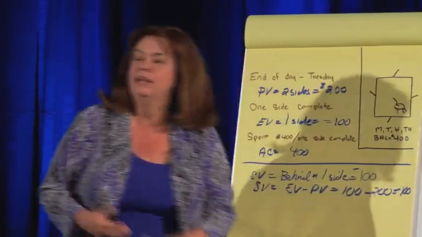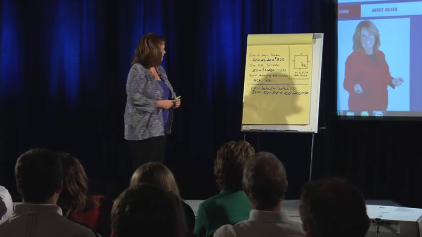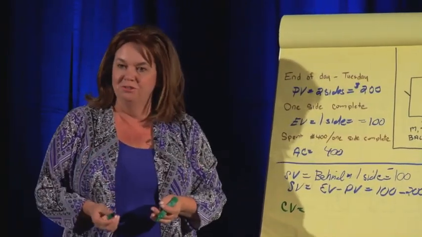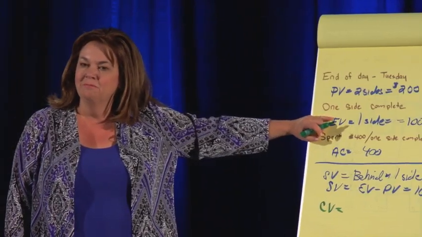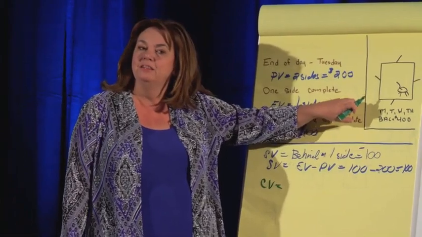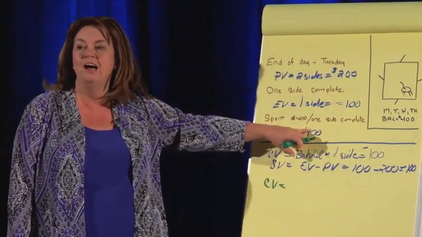Let's take one more idea here. The next idea we're going to take is called cost variance. It looks at, are we overrunning or are we underrunning? Again, let me help you get started here. Let's solve it logically first. I have 1 side complete. How much should it have cost for 1 side? The $100. We spent $400 for 1 side.